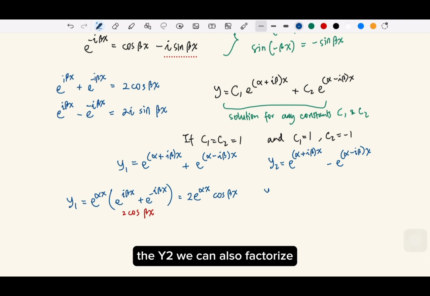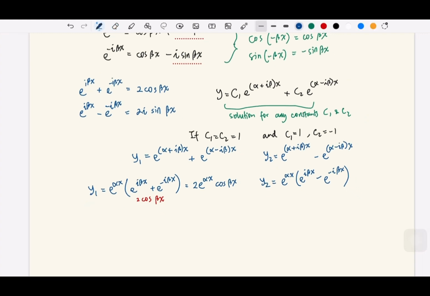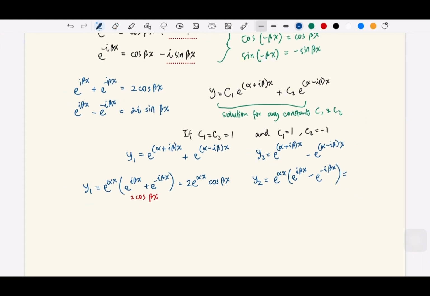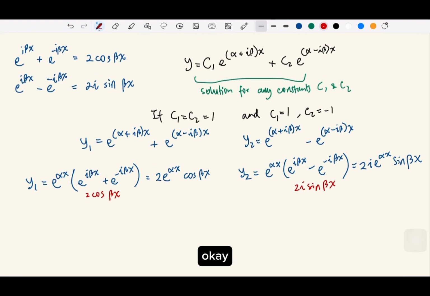The y2 we can also factorize. So this will be 2i e to the alpha x sine beta x. So this is 2i sine beta x.